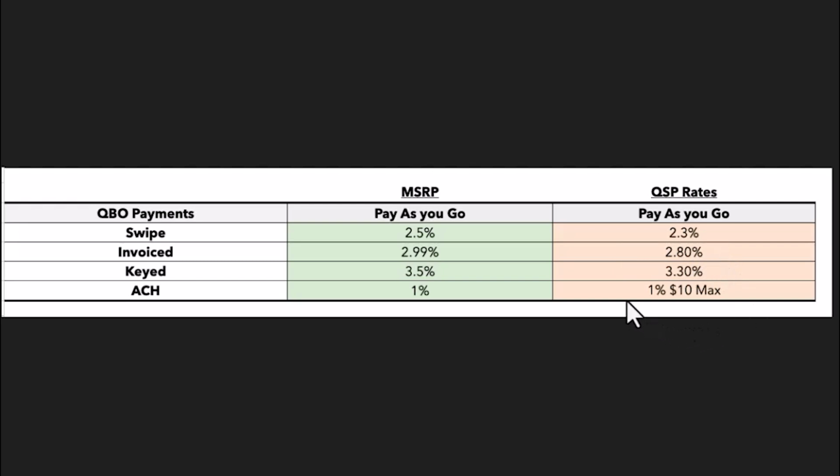And then the big thing here is that this is 1% with a $10 max. This is huge. This is what QuickBooks used to offer for all of the ACHs, and then they went to just charging 1%. So this is really big because if you're sending $10,000 invoices, 1% of $10,000 would be $100, and in this situation, it would max out at $10. So you save a lot of money here if you're doing ACH transactions.